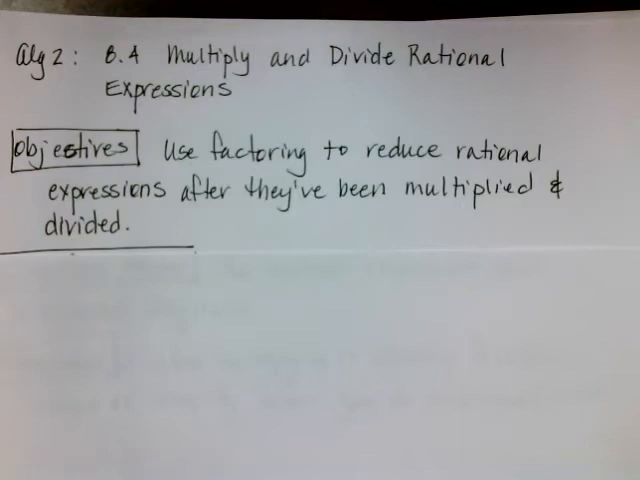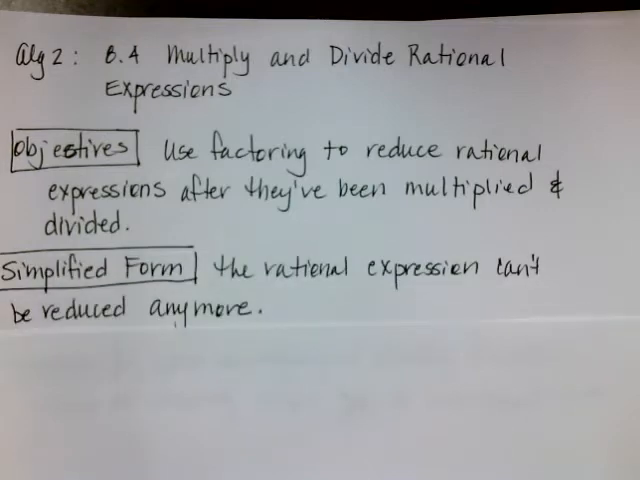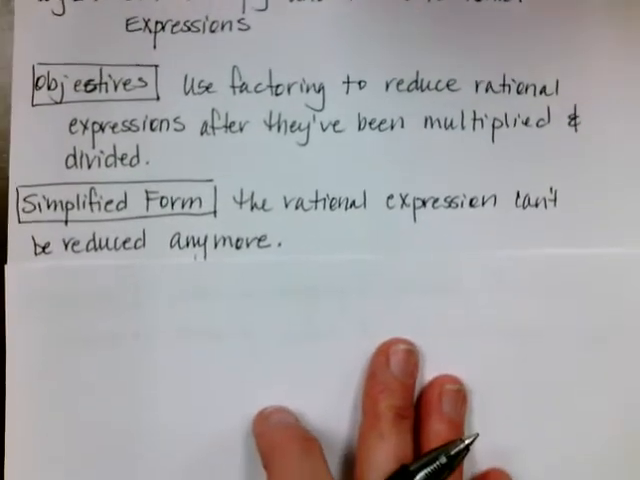Hello ladies and gentlemen, we're going to do 8.4, our next step with rational expressions. We're going to multiply and divide. We're going to use factoring, the dreaded F word, to reduce our rational expressions after they've been multiplied and divided. Alright, simplified form. Couple of definitions to get out of the way.